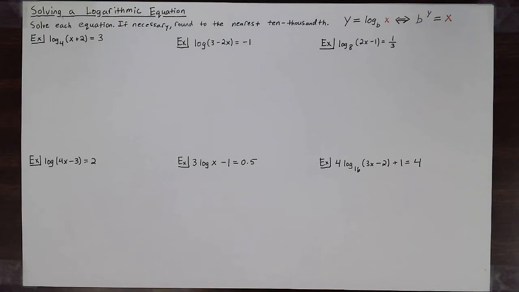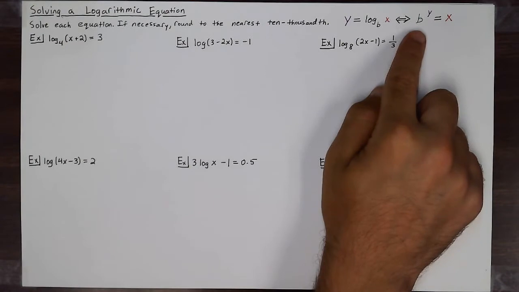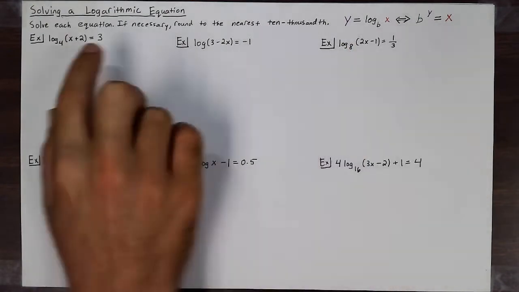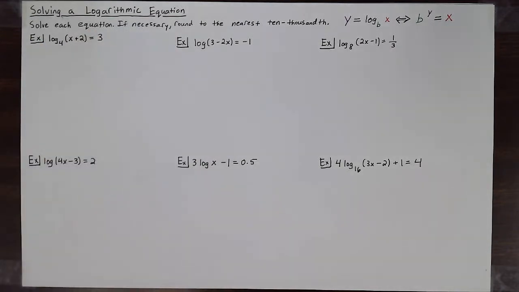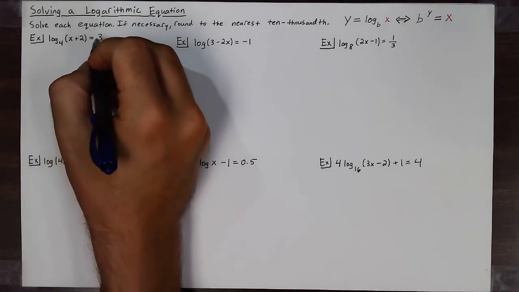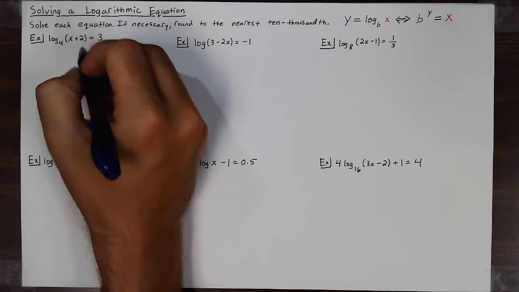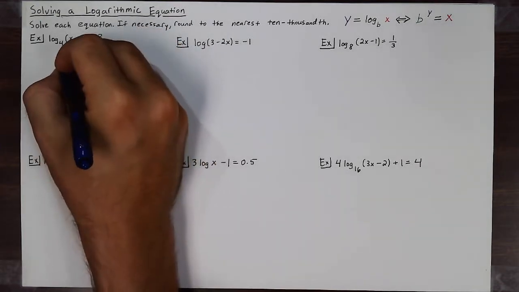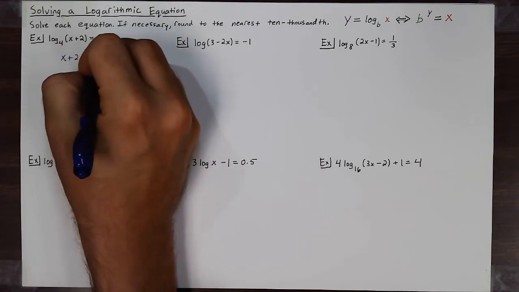In this video, we're going to learn how to solve a logarithmic equation. Now, in order to solve a logarithmic equation, typically you have to rewrite it in exponential form. So right here, to get to the x within this logarithm, I'll rewrite this in exponential form, which would be that 3 is the exponent you raise 4 to get x plus 2. So we'll have x plus 2 is equal to 4 to the third power.